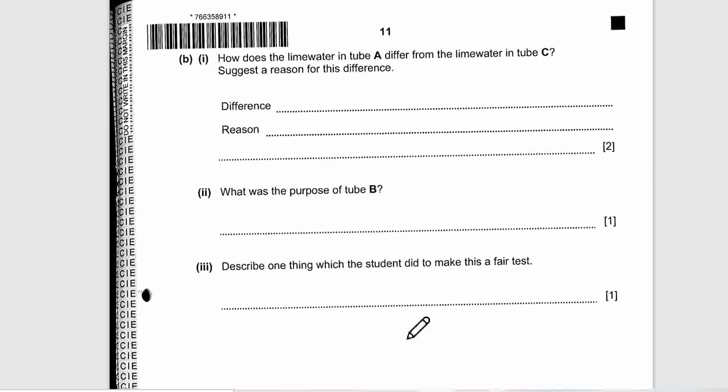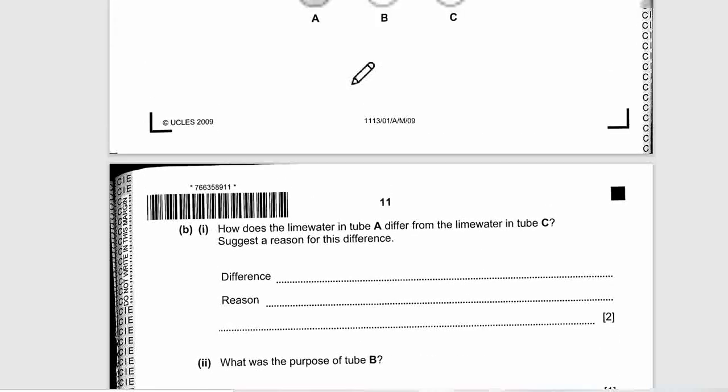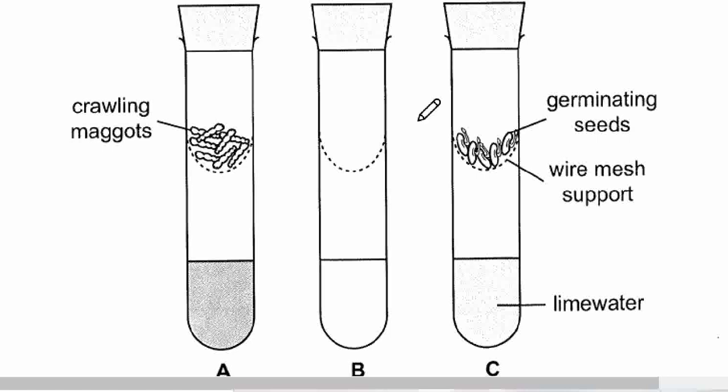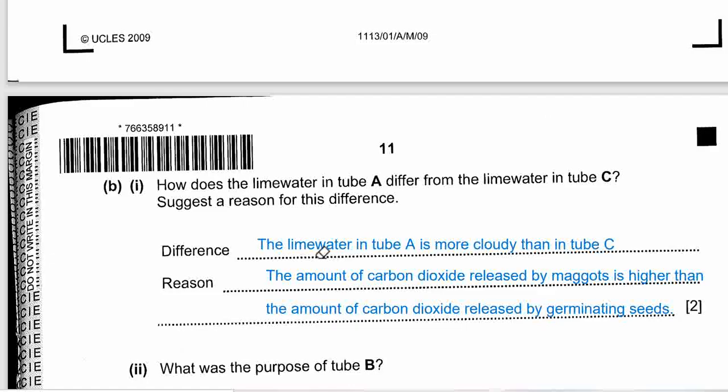So how does the lime water in tube A differ from the lime water in tube C? Suggest a reason for this difference. We can see the lime water here is more cloudy in A compared to the lime water in C. The reason could be that the crawling maggots produce a greater amount of carbon dioxide, which turns the water more cloudy, compared to germinating seeds, which produce less carbon dioxide in respiration. So this is our answer. The lime water in tube A is more cloudy than in tube C. The amount of carbon dioxide released by maggots is higher than the amount released by germinating seeds.